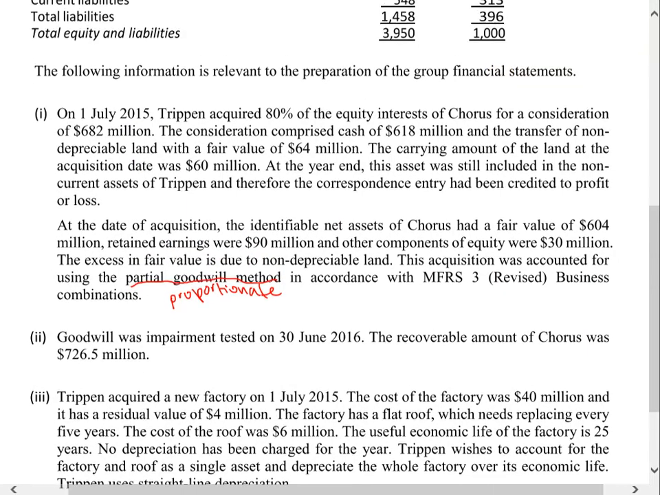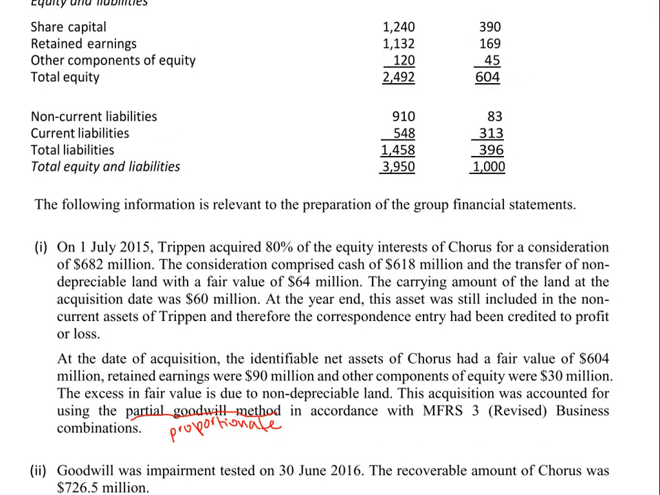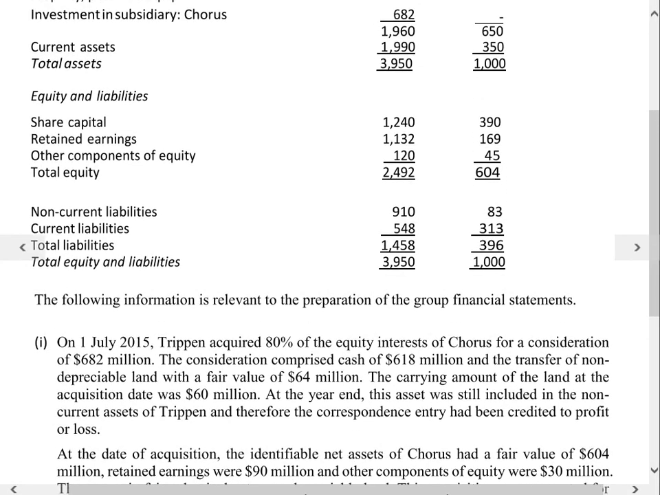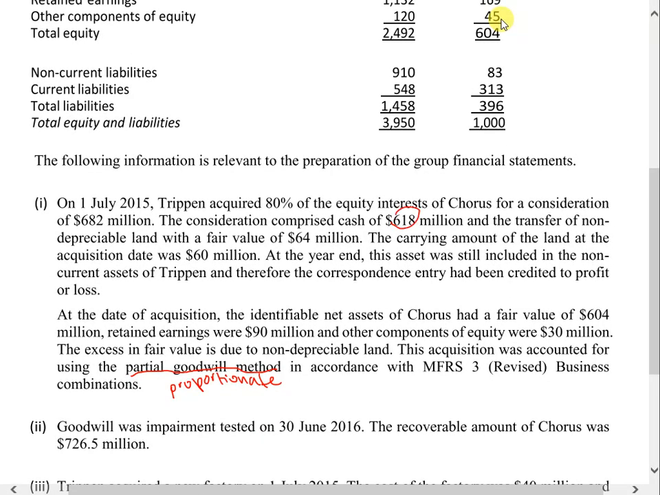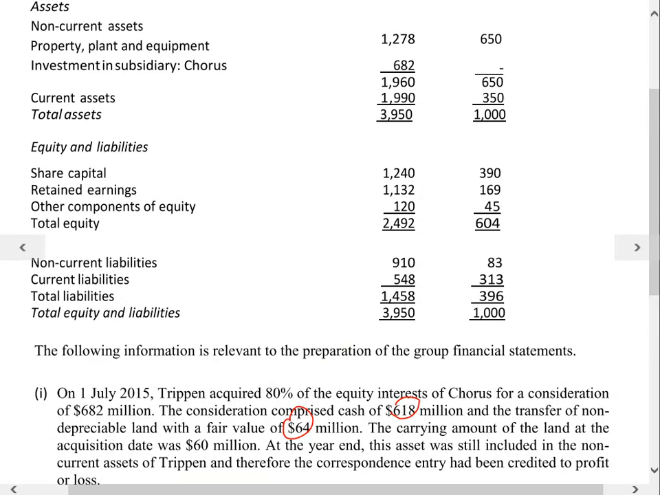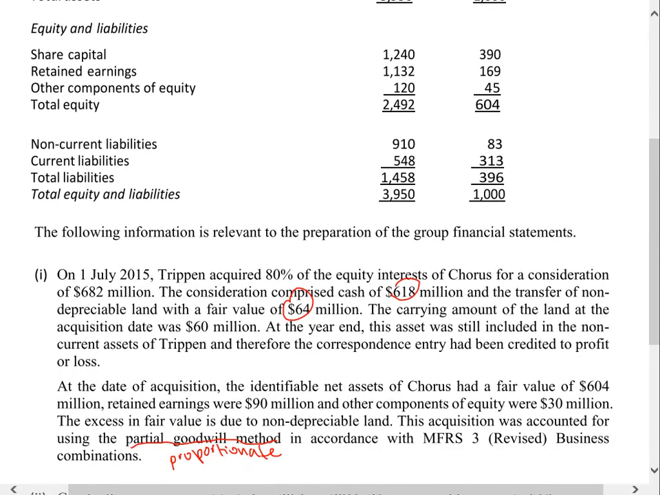We're going to audit the answer here. Okay, you tell me, based on this format, what is the consideration transfer? It will be 618 plus 64. So is it 680? 682, sorry. Here, 682. Plus non-controlling interest. But this time around, it's not fair value. It's based on proportionate. So do we have to get this first? Then only times we own 80%.